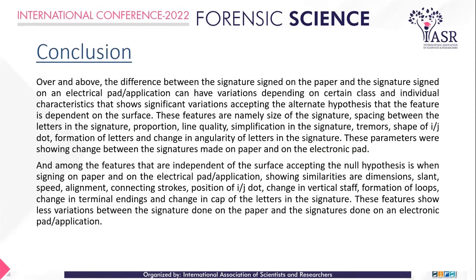So in conclusion, we can say that there are differences between the signature signed on the paper and the signature signed on the electrical pad, and they have variations depending on certain classes and individual classes that show significant variations, accepting the alternate hypothesis that features are dependent on surface. Those features that are dependent on surface are the size of signature, spacing between the letters of the signature, proportion, line quality, simplification in the signature, tremors, shape of I dots, formation of letters, change in angularity of letters in the signature, on paper and on the electrical pad.